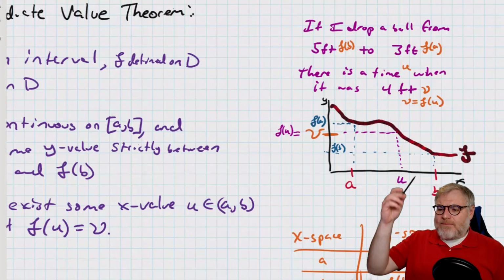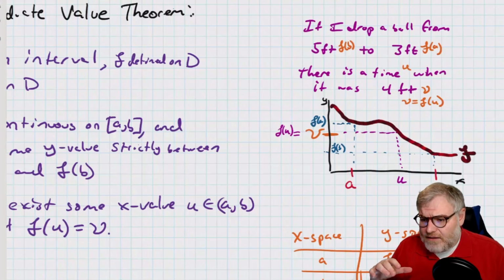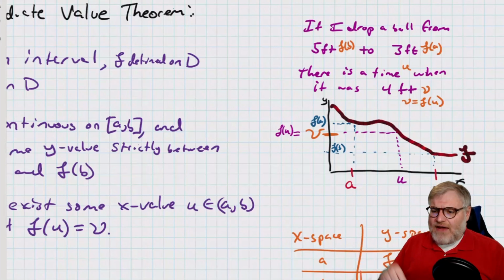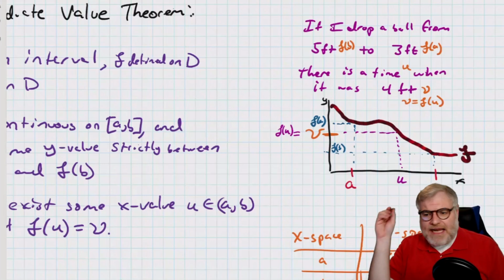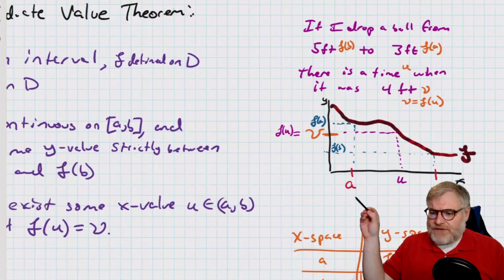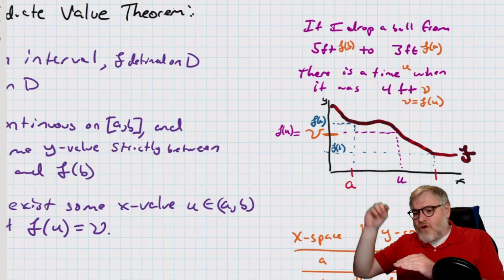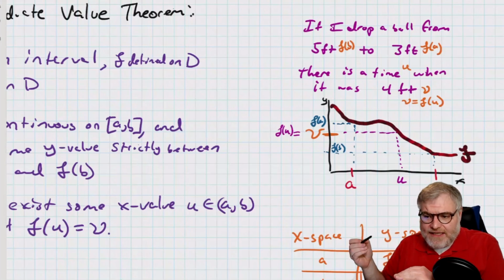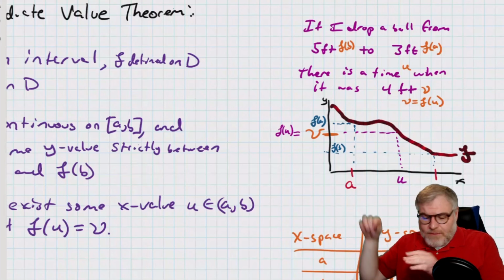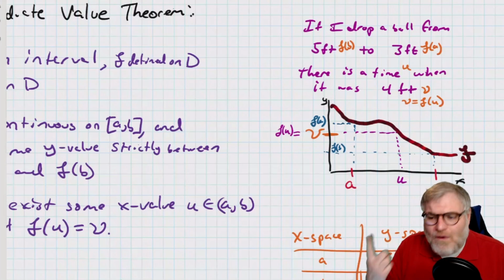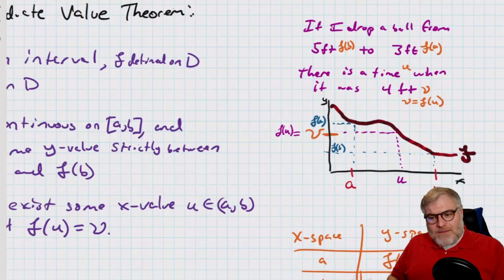If I toss a ball up into the air, that doesn't really work for this. If I have a roller coaster whose maximum height was 150 feet and whose minimum height was 0, there might be multiple times when the roller coaster is at 20 feet. But there's at least one time when it's 20 feet. And that's the idea. There may be multiple, but there's at least one.